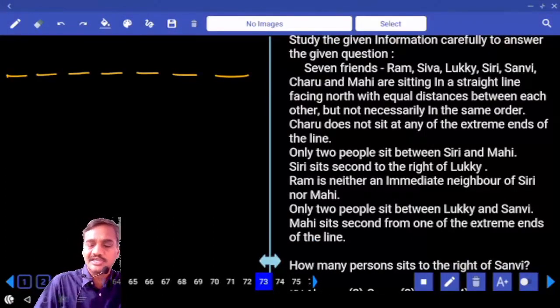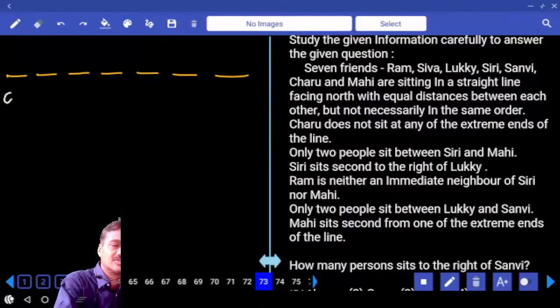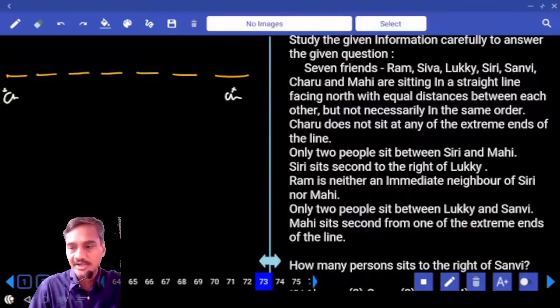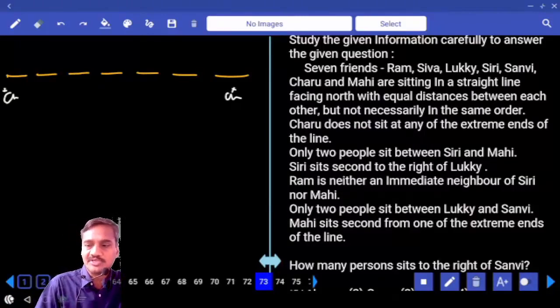Charu does not sit at any one of the extreme ends of the line. Charu is not at extreme ends of the line. Charu cannot be here and Charu cannot be at this place. And next one, only 2 people between Siri and Mahi.